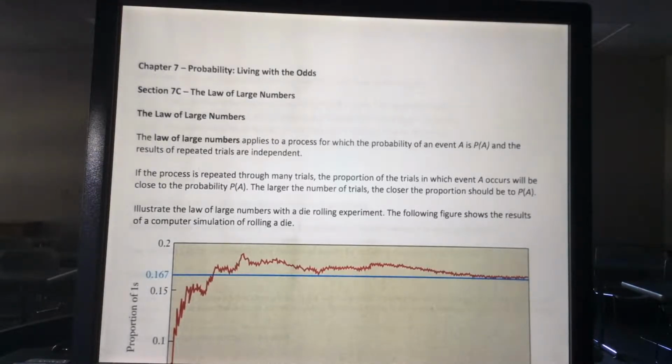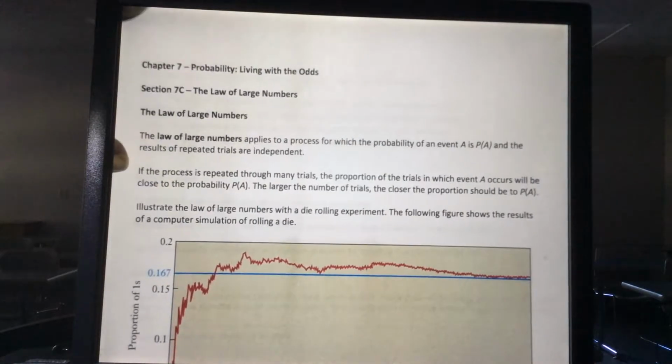The law of large numbers applies to a process for which the probability of an event A is, of course, P(A), and the results of repeated trials are independent. If the process is repeated through many trials, the proportion of the trials in which event A occurs will be close to the probability of event A. The larger the number of trials, the closer the proportion should be to the probability of event A.